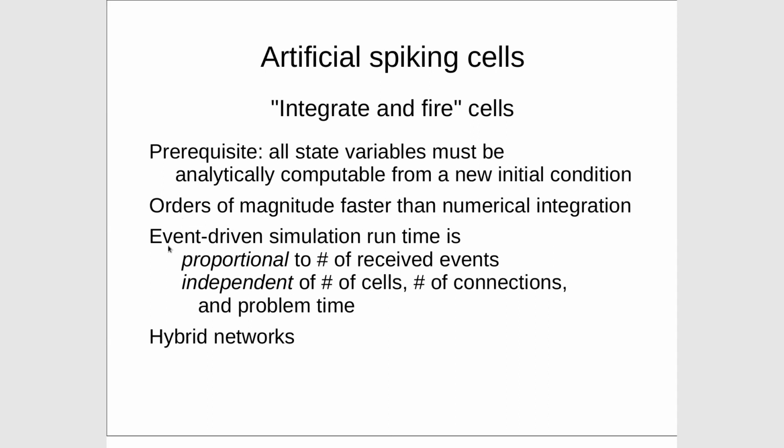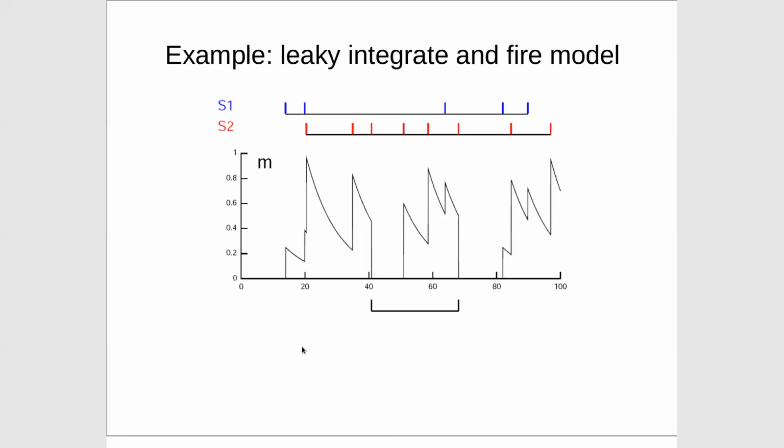So that event-driven simulation runtime is proportional only to the number of received events, and it's independent of the number of cells or connections or problem time, because the only time you have to do any computation at all is when one cell receives an event. If a cell receives an event, that's the only time you have to do any updating of anything. Okay? If other cells are not receiving an event, you don't have to update them. And we can make hybrid networks that include artificial spiking cells and biophysical model cells. Very, very slick indeed. Here's an example of an artificial spiking cell, a leaky integrate and fire cell.